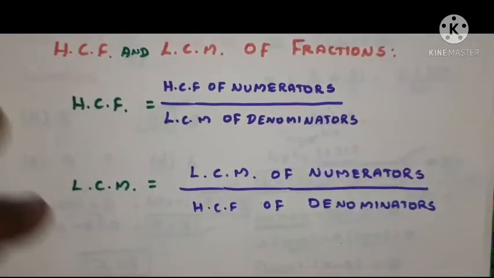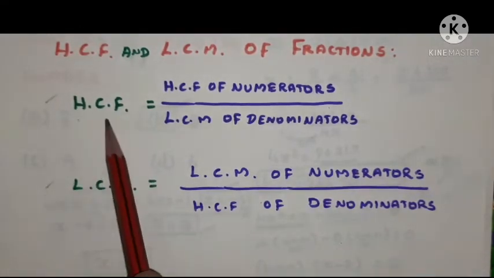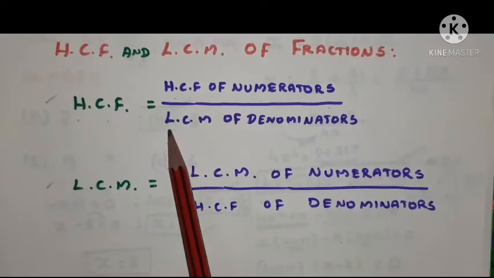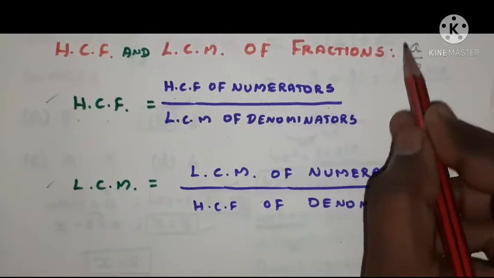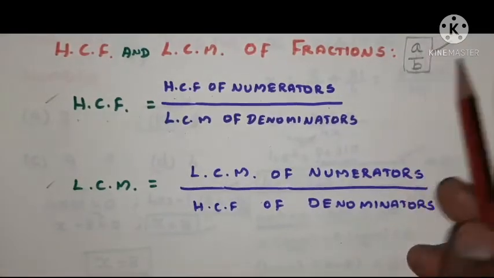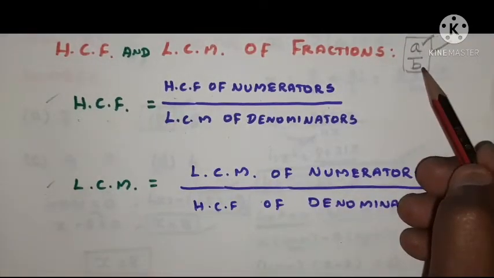So, HCF and LCM of fractions. If they give a number of fractions and ask us to find the highest common factor of those fractions or the least common multiple of those fractions, then we can use these relations, where HCF is equal to the highest common factor of numerators divided by the least common multiple of denominators. We know about fractions, a by b, this is what we call a fraction, where if they give fractions of the form a by b, more than two numbers, and ask us to find the HCF or LCM, then as I said, we can use this relation, where a is the numerator and b is the denominator.